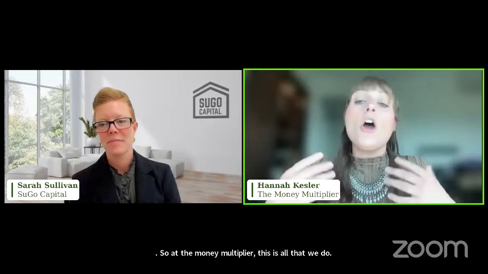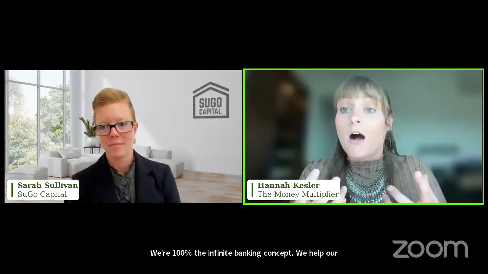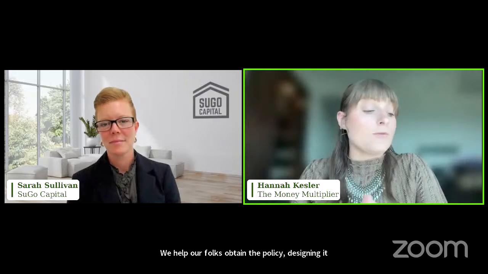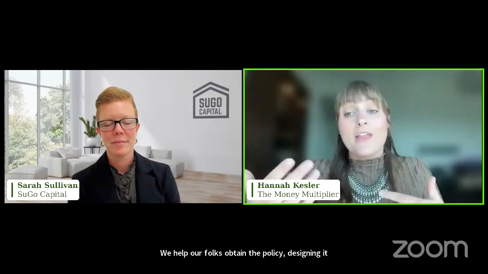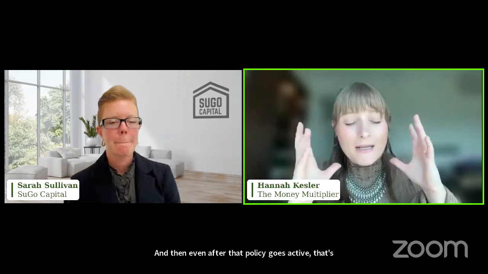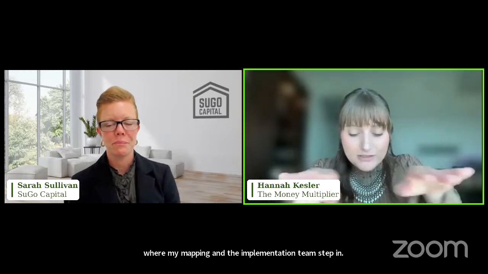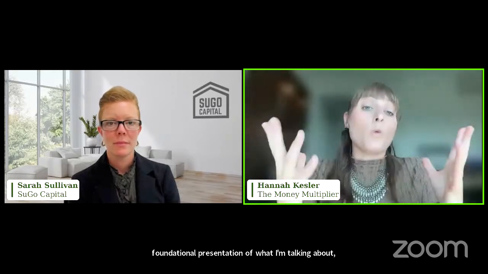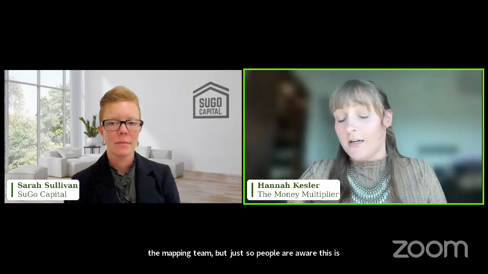So at the Money Multiplier, this is all that we do. We're 100% the infinite banking concept. We help our folks obtain the policy, designing it properly for their needs and their goals. And then even after that policy goes active, that's where my mapping and the implementation team step in. But that will make more sense when you see that foundational presentation of the mapping team. But just so people are aware, this is what we do over here at the Money Multiplier.